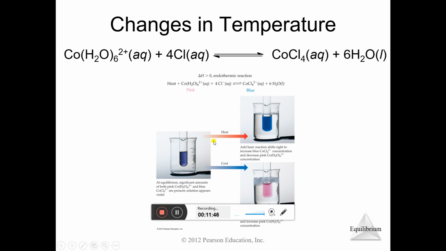Now, if I were to increase the heat, here is what we would get. We'd get more blue. If I were to increase this heat, it goes up. When I increase the heat, the reaction will shift to the left in order to form more products.